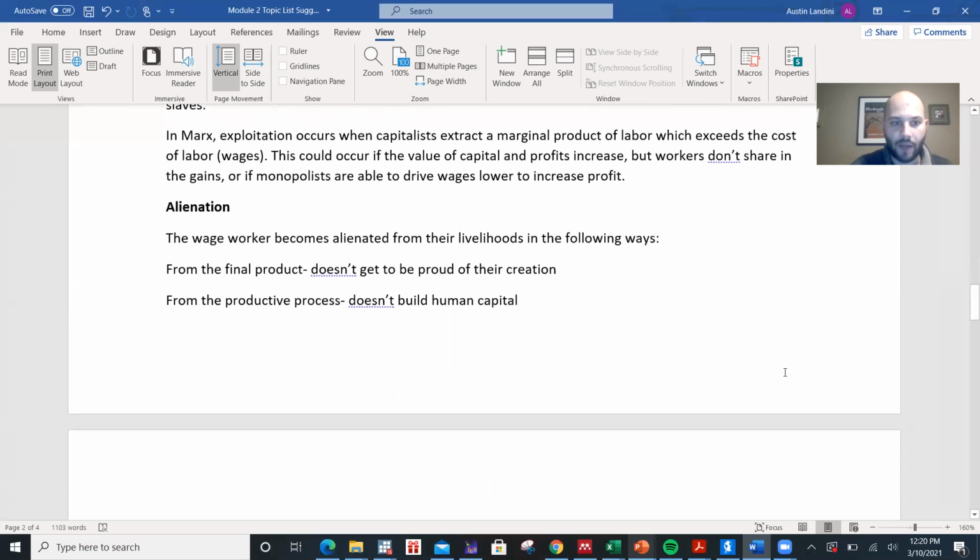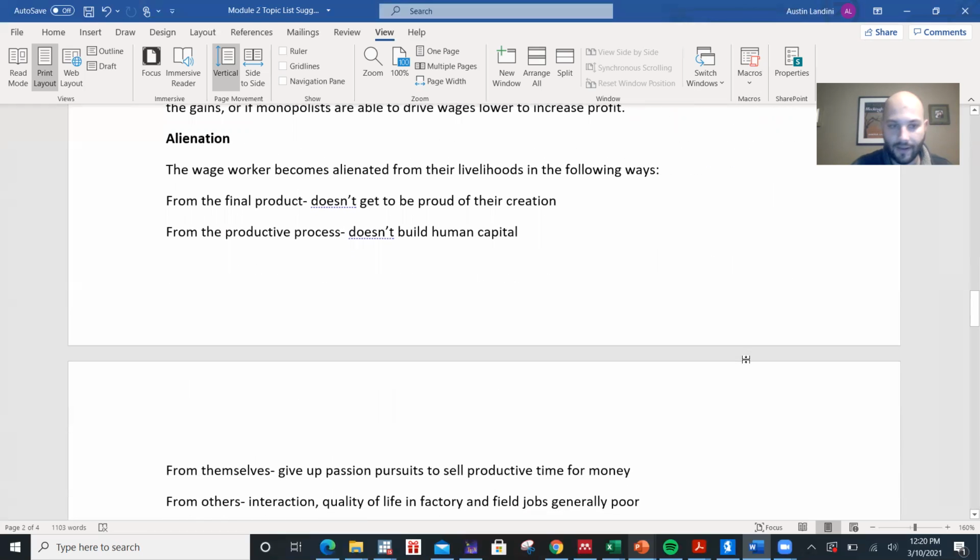So then why is this a problem? Ultimately, Marx believes that people become alienated from their livelihoods in the following ways. They become alienated from the final product. They don't get to be proud of their creation or take it to market and sell and enjoy the profits. They don't understand the productive process or build human capital related to the production of the particular good. A worker would not generally be able to branch off and open their own factory with the knowledge and human capital gained at their job.